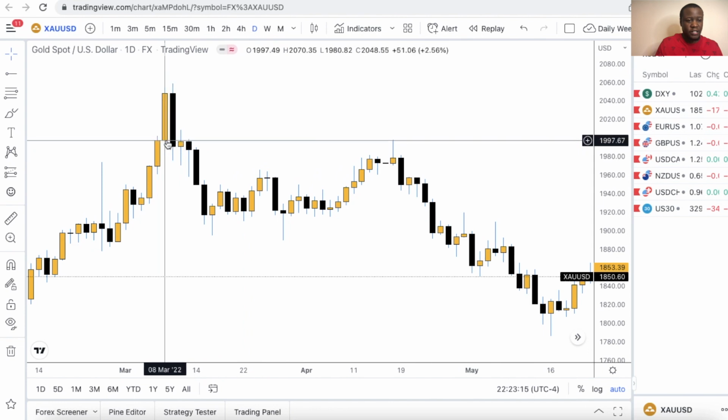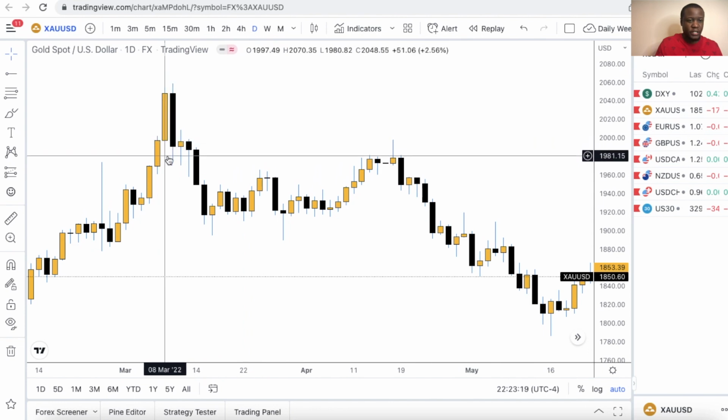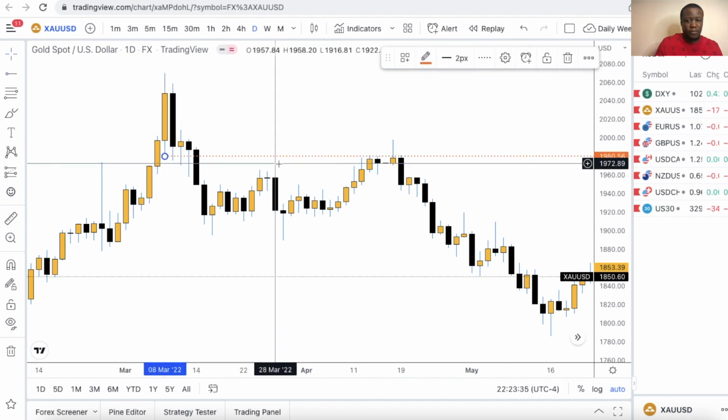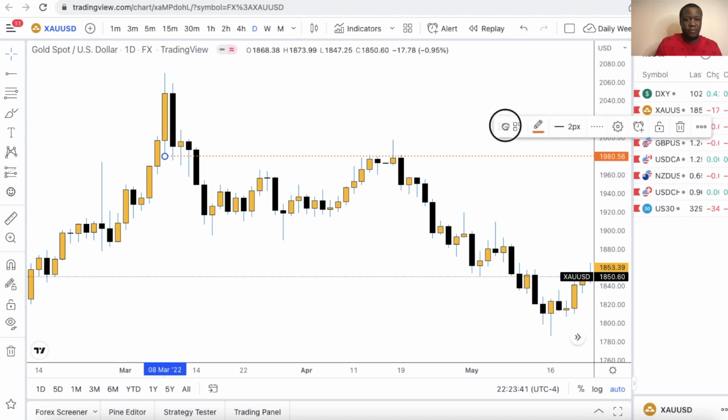So this right here is considered the open, and then we have a retracement, which is the wick. And when it goes down like this, we consider this the low of the day. So the low of the day would have been 1980.56, and you could also check it.